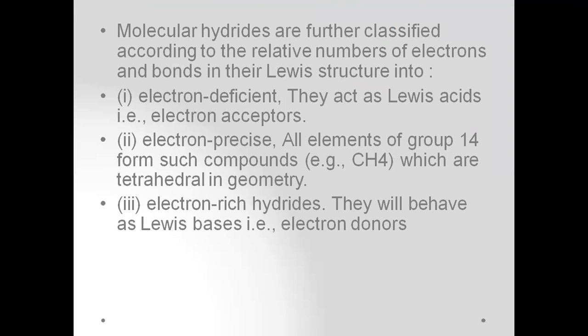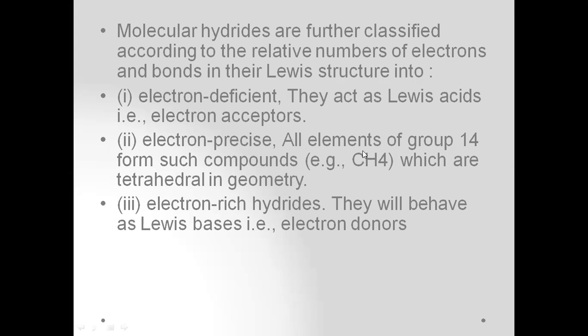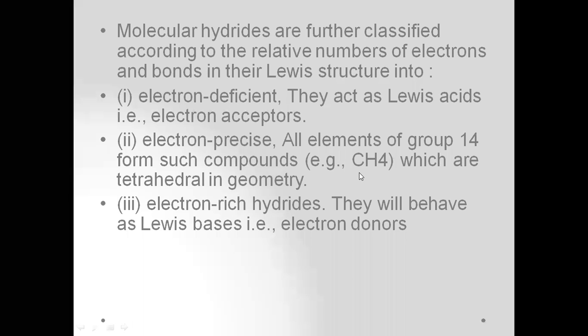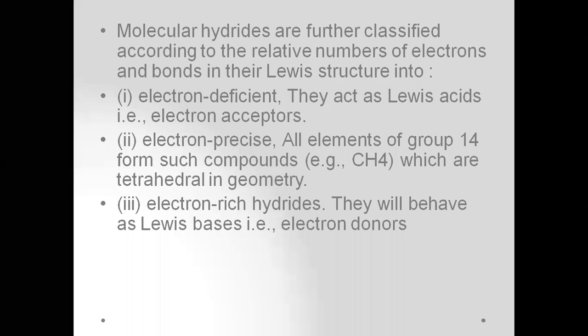Molecular hydrides are further classified according to the relative number of electrons and bonds in the Lewis structure. In the previous chapter we have already studied what a Lewis dot structure is. A Lewis dot structure arranges the lone pairs or unpaired electrons around the central atom so that we can know how many unpaired electrons and how many lone pairs there are. So according to that, they are divided into three categories.